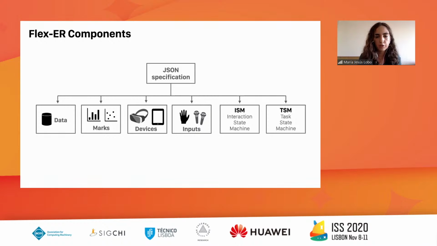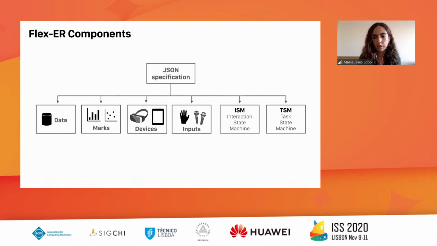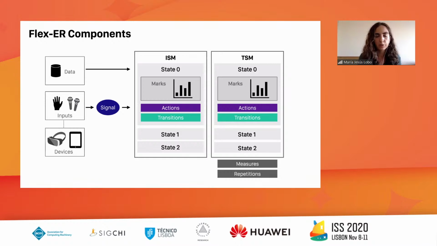So the JSON specification relies on 6 main components: the data, the visual marks to visualize the data, the devices, and the inputs, and the interaction techniques and the tasks. So the interaction techniques and the tasks are defined using state machines. So state machines in FlexCR receive signals coming from inputs and define different actions and transitions that enable to go from one state to another.